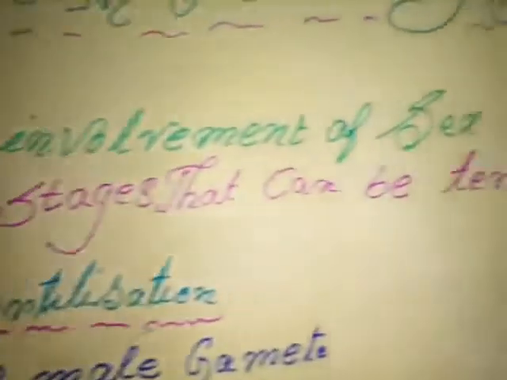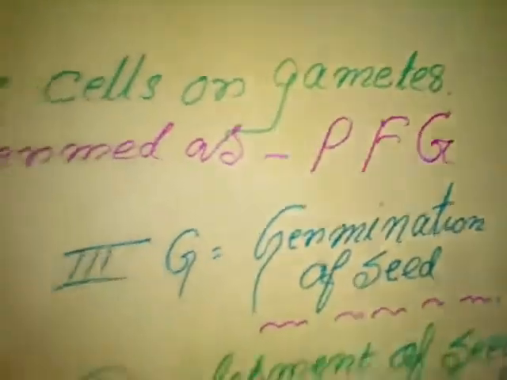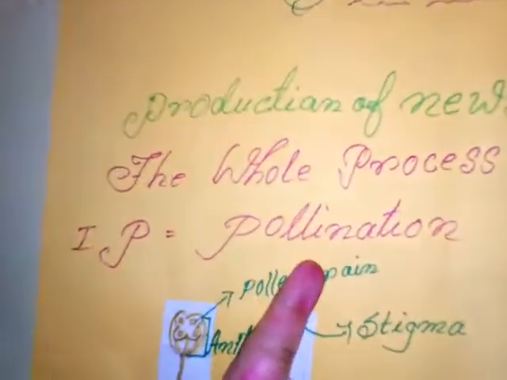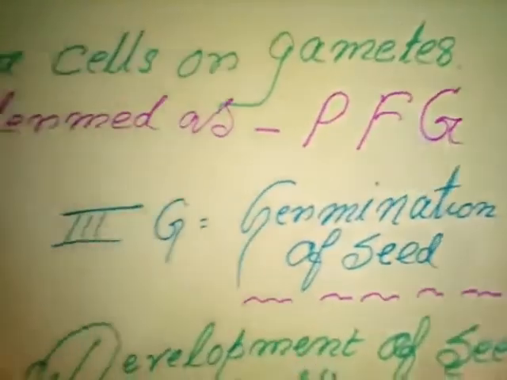Today I am going to discuss sexual reproduction in flowering plants. Production of new plants due to the involvement of sex cells or gametes is called sexual reproduction in flowering plants. The whole process occurs in 3 stages that can be termed as P, F, G for easy learning. P for pollination, F for fertilization, and G for germination of seed.